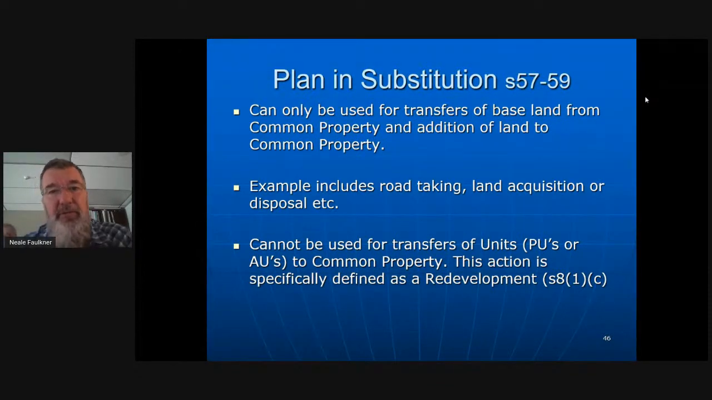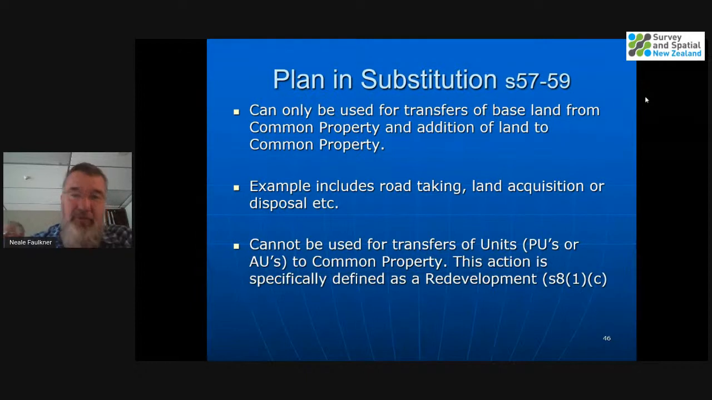So in a lot of situations, you have to do a redevelopment plan before you do your plan and substitution, because the plan and substitution can only be done when it relates to land coming in as common property, or land leaving as common property. The only way that land can leave a development is as common property. So if, for example, the road taking incorporated some AU car parks or part of a principal unit, you actually have to do a redevelopment to change those AUs and PUs to common property first, and then do the boundary adjustment, and then do a plan and substitution. So a bit of a process.